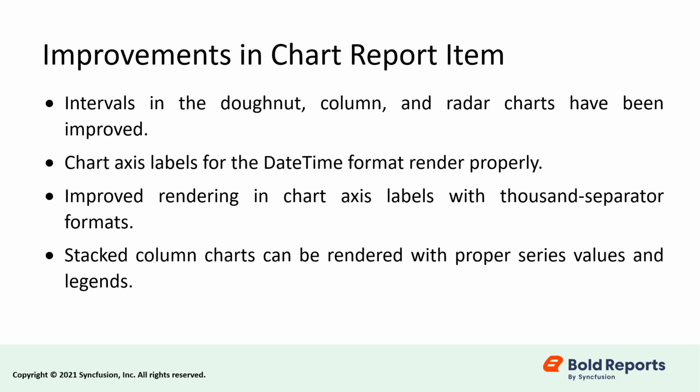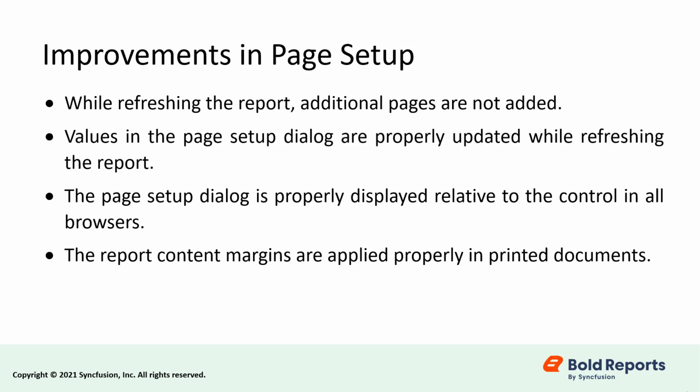Some of the improvements to the chart report item include the following. Intervals in the donut, column, and radar charts have been improved. Chart axis labels for the date-time format render properly. Improved rendering in chart axis labels with 1000 separator formats. Stacked column charts can be rendered with proper series values and legends.